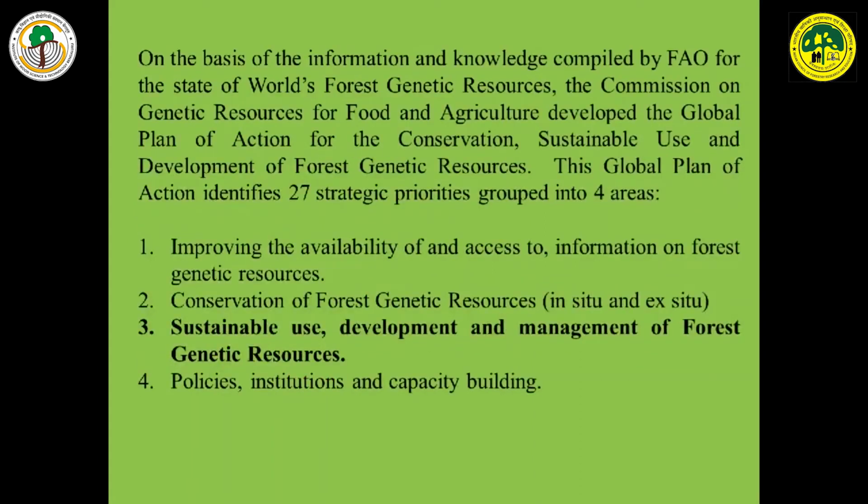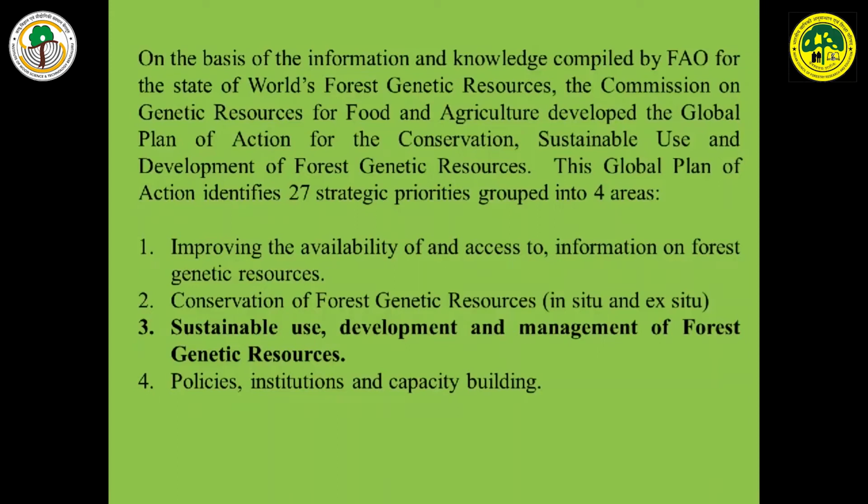On the basis of the information and knowledge compiled by the FAO for the State of the World's Forest Genetic Resources, the Commission on Genetic Resources for Food and Agriculture developed the Global Plan of Action for the conservation, sustainable use, and development of forest genetic resources. This Global Plan of Action identifies 27 strategic priorities grouped into 4 areas. First is improving the availability of and access to information on forest genetic resources; then conservation of forest genetic resources; sustainable use, development and management of forest genetic resources; and policies, institutions, and capacity building.